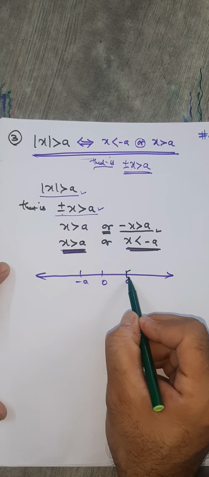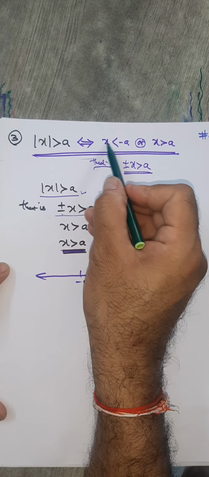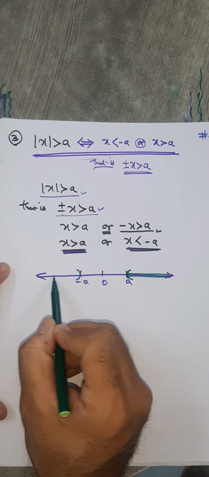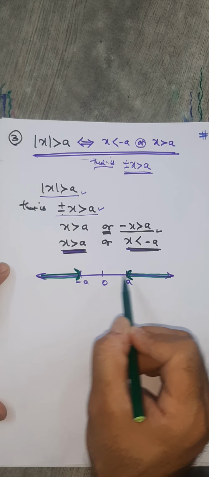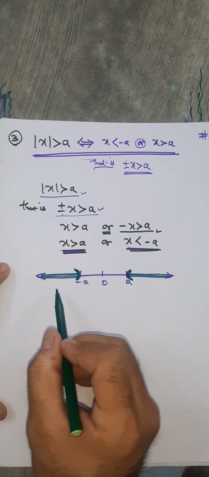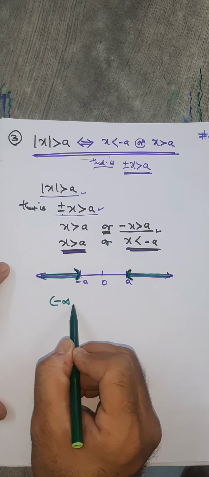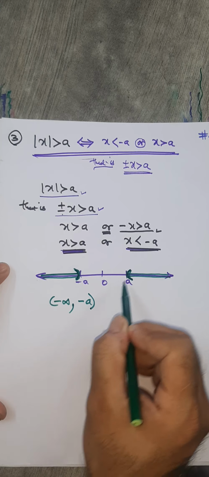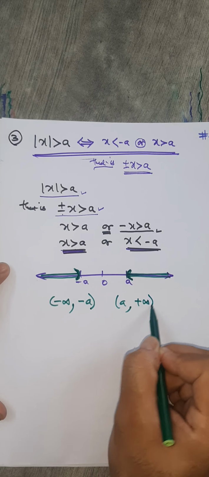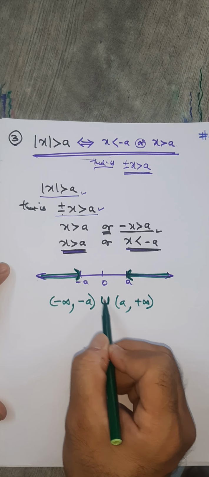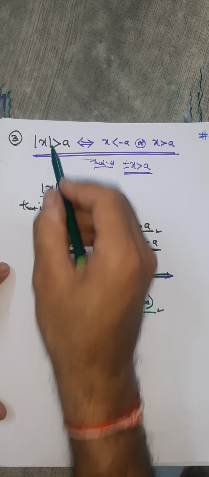So this portion, x is less than minus a, so this portion, this much. Both the numbers are excluded. How do I write this? Minus infinity to minus a. And a to plus infinity. You can write union here. This or this. Or means union. Right? This is the precise meaning of this one.